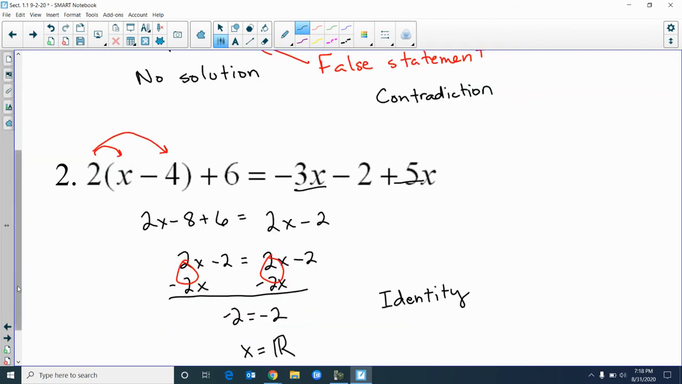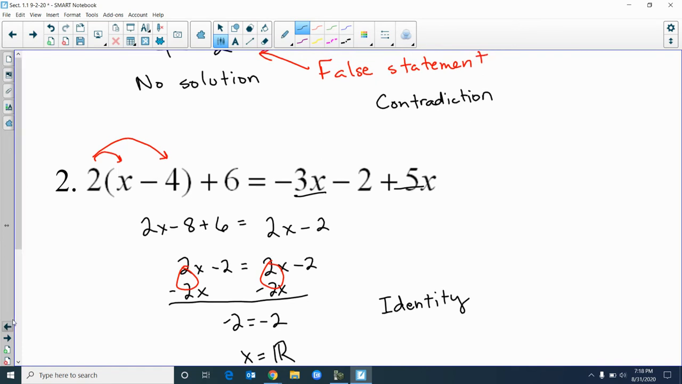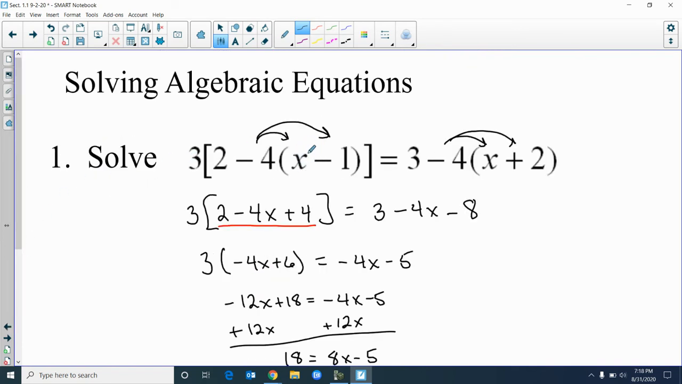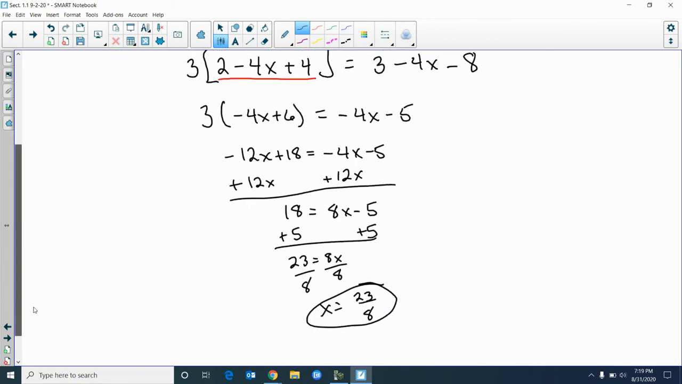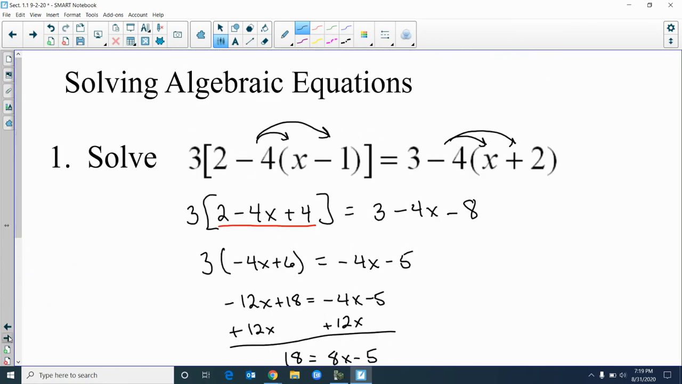You're either going to get all real numbers, you're going to get no solution, or if it's just linear with a single x, no powers, you're going to get a single answer. Okay, a single answer.